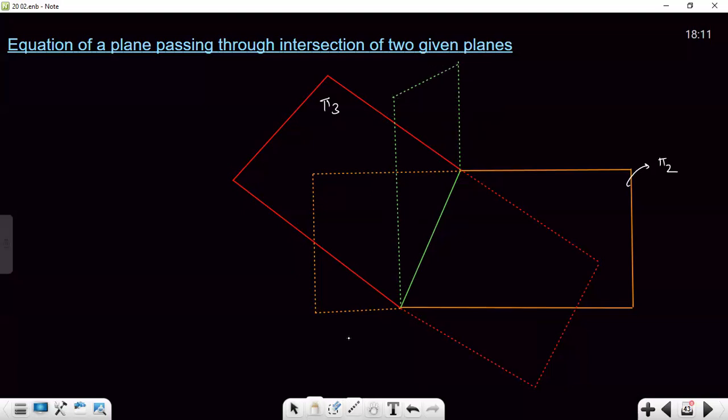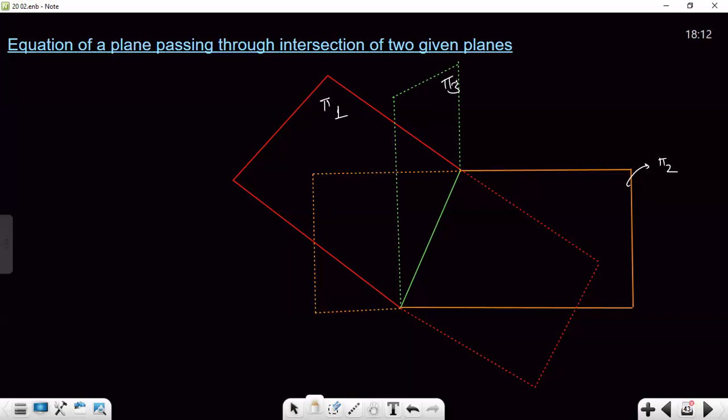This is plane number 3. Oh sorry, should I call it plane number 1, which is the plane made by the intersection. Let me call this 3 only. These are the first two planes which are given, and this is the third plane which is generated by the intersection. Or should I say, it is passing through the intersection of both of these two planes.